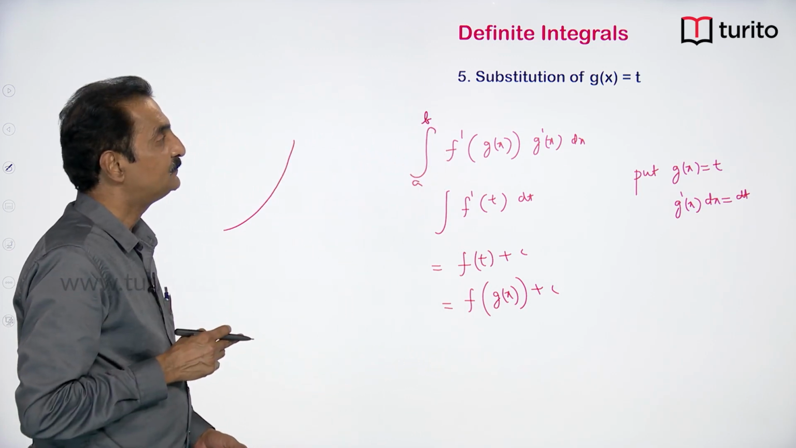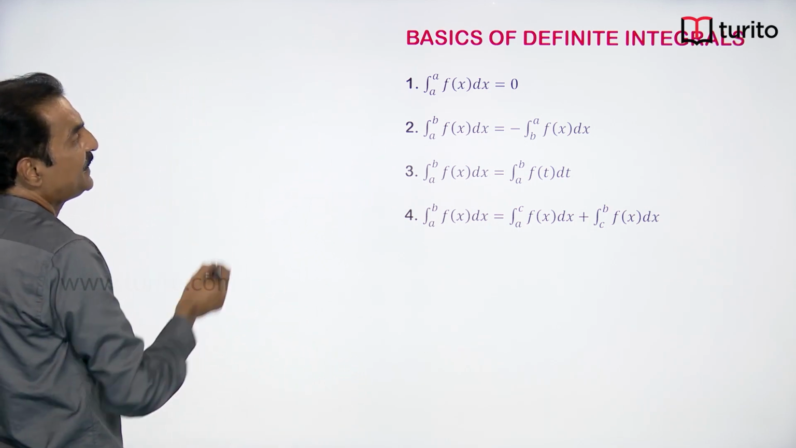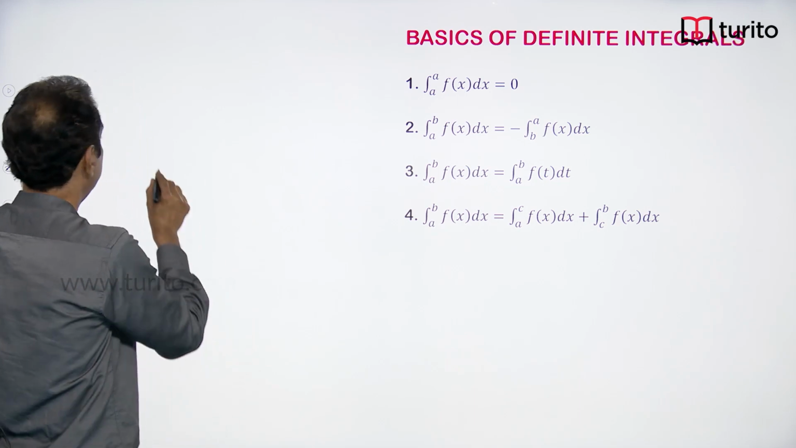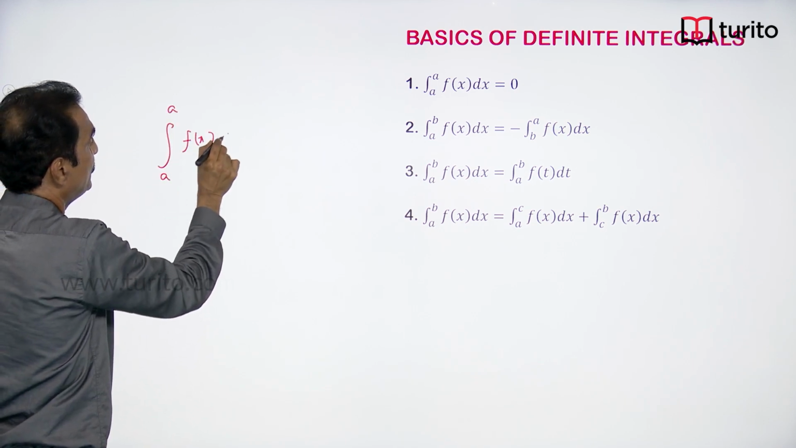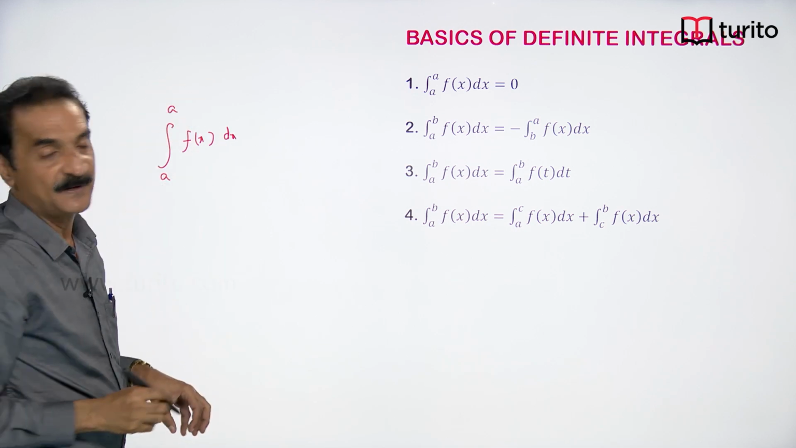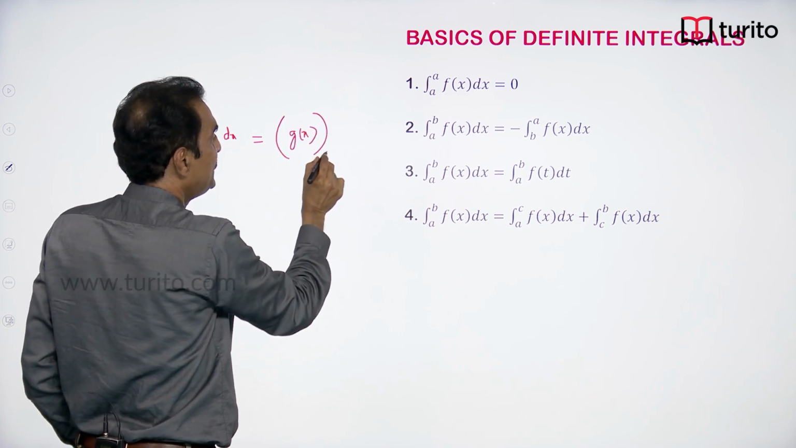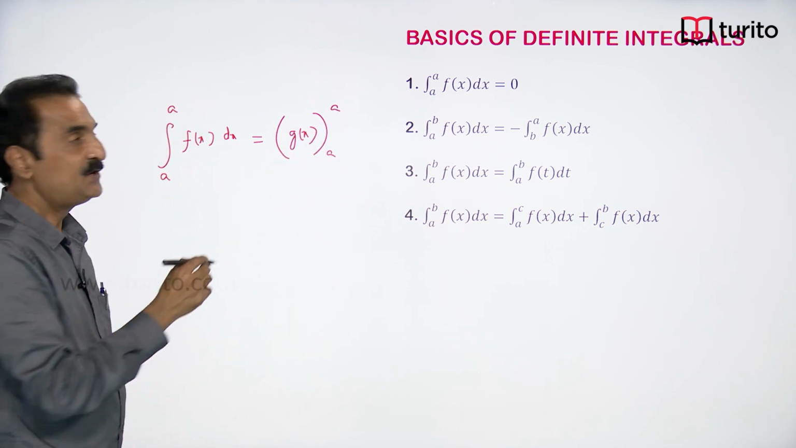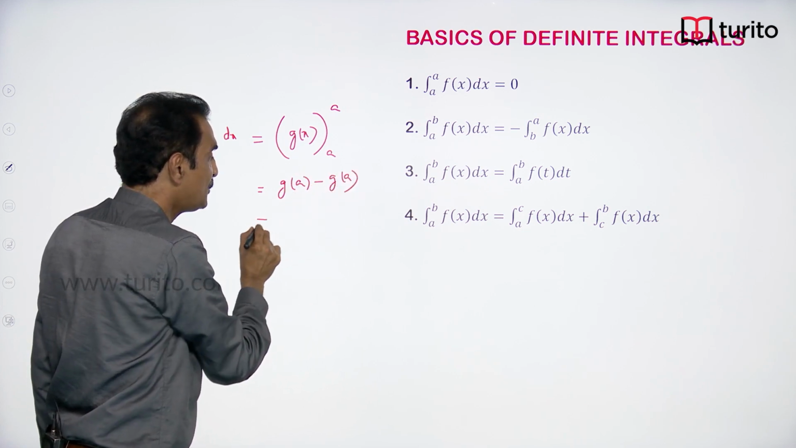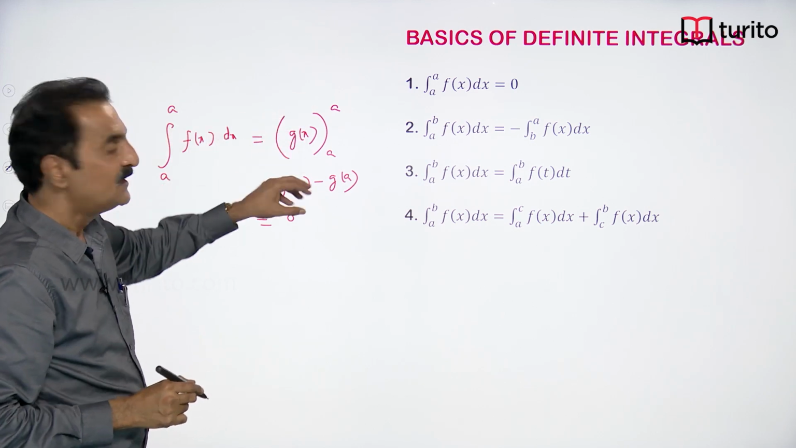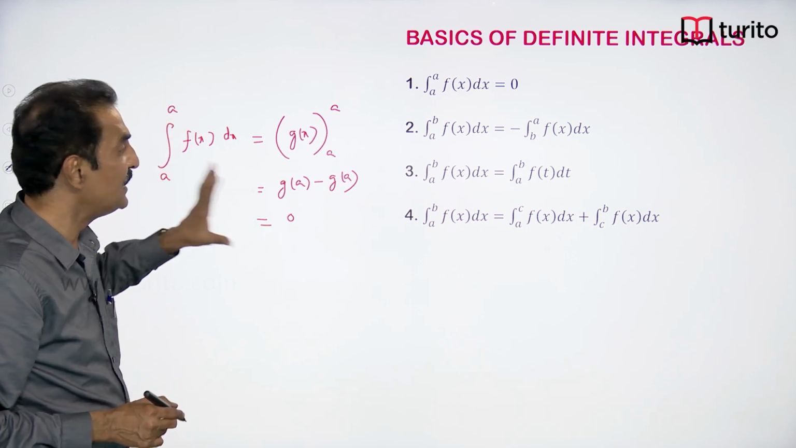Now, some basics of definite integrals. Integral a to a f of x dx is 0. Suppose the indefinite integral of f of x is some g of x, then you will substitute the limits. When you substitute the limits, you will get g of a minus g of a, which is equal to 0. So, whatever the function g of x is, the difference is 0. That means the integral of any function between limits a and a will always be 0.